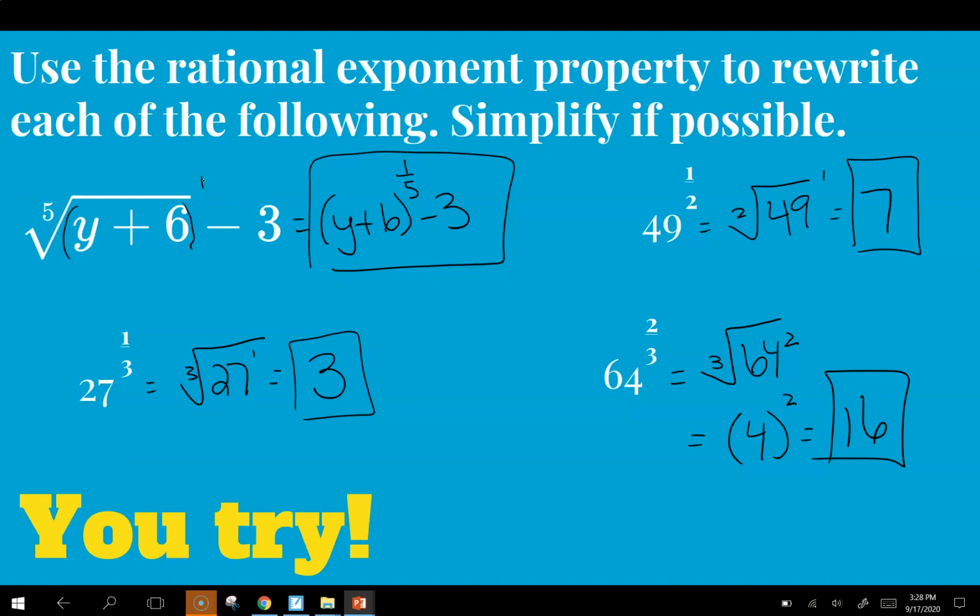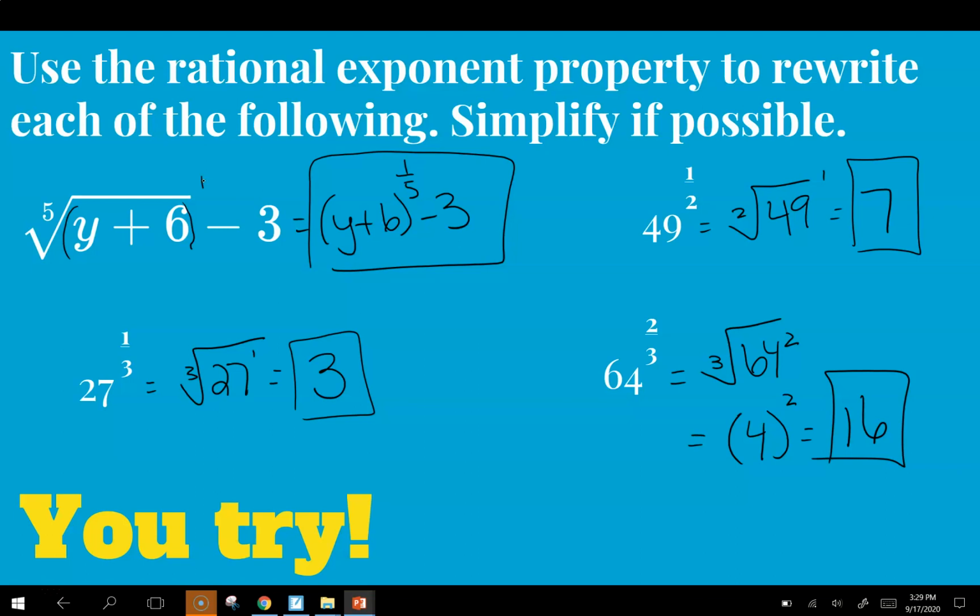All right, 49 to the power of 1/2. We saw the pattern from before that means the square root of something. So the square root of 49 is equal to 7. Then we had 27 raised to the power of 1/3 that we learned from before. That's the same thing as asking for the cube root of a value. So the cube root of 27 is 3. 3 times itself 3 times gives me 27, right? 3 times 3 is 9, times 3 is 27.